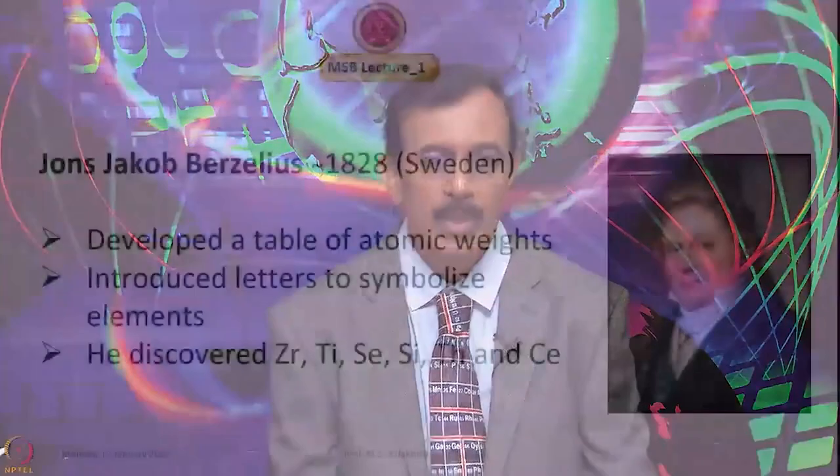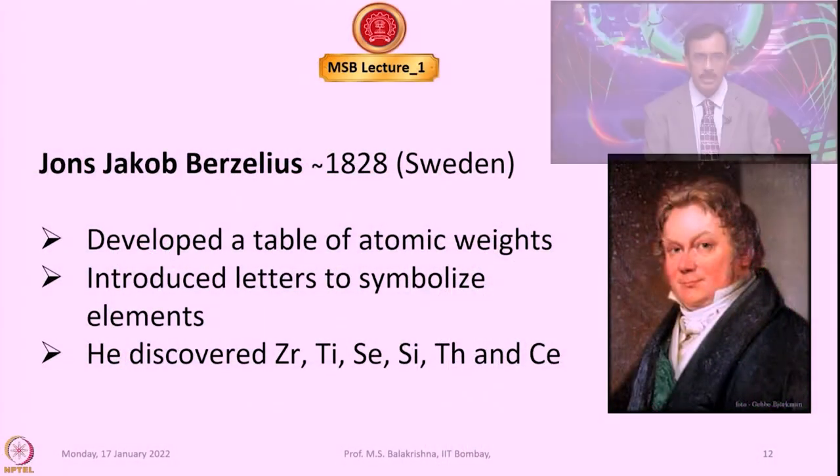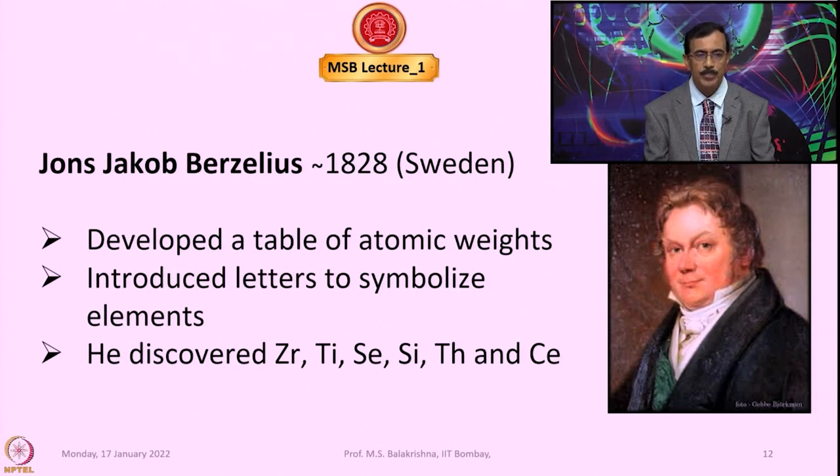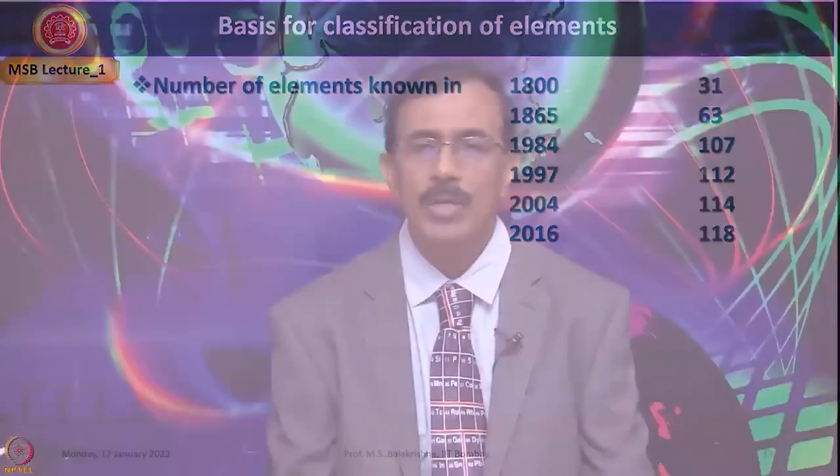Let us talk about Jöns Jacob Berzelius. He is a Swedish chemist. He developed a table of atomic weights and introduced letters to symbolize elements. He discovered, besides known elements, zirconium, titanium, selenium, silicon, thorium and cerium. And let us look into the basis for classification of elements, and also the chronological order in which elements became known.